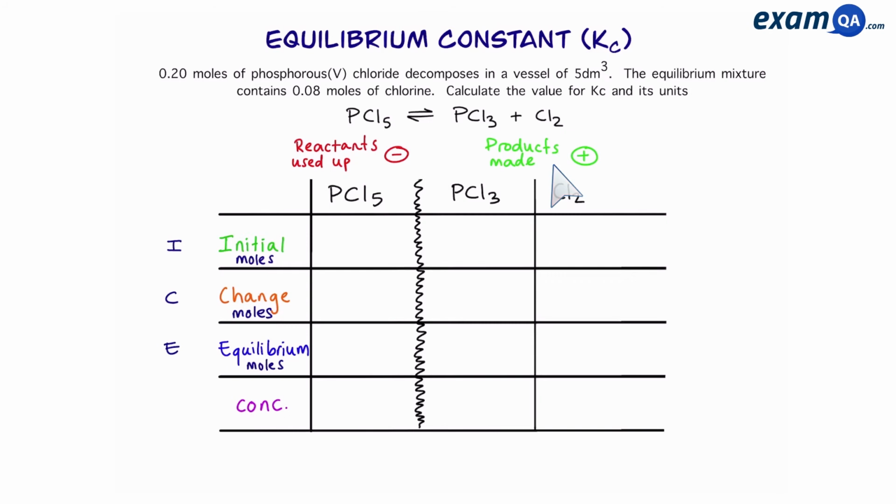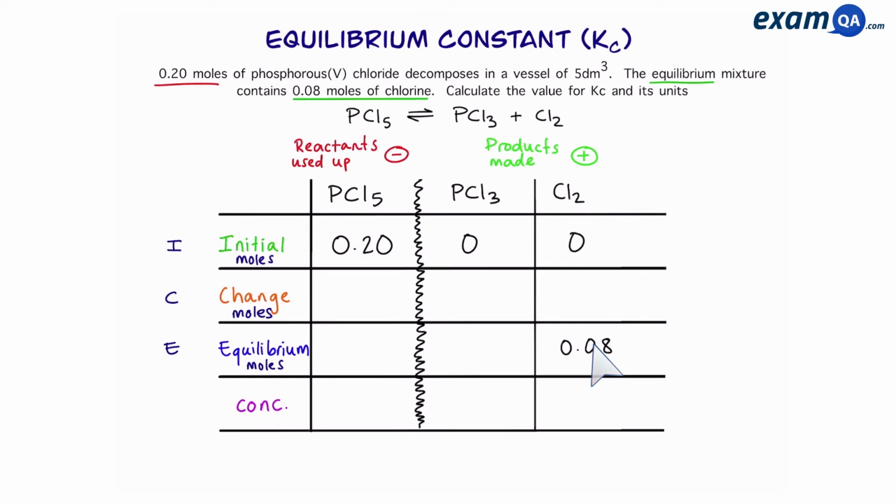The next stage is to look at the question and fill up as much of the table as we can. For example, we know we have 0.2 moles of PCl5, and that is the initial moles. Of course, at the start, products will be 0 because we haven't made any yet. We also know that the equilibrium mixture contains 0.08 moles of chlorine. So on our table, we're going to go to chlorine and equilibrium moles and put 0.08.